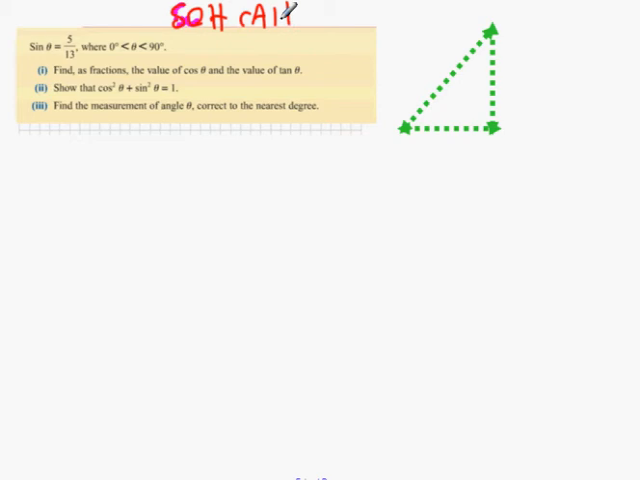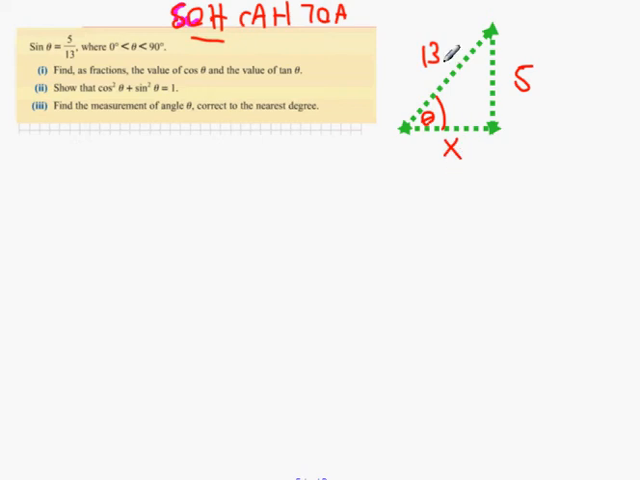what does that mean about the 5 and the 13? Which side is 5? It means it's opposite. And a hypotenuse. Hypotenuse is your 13. Your opposite is your 5. Figure out what the x is.